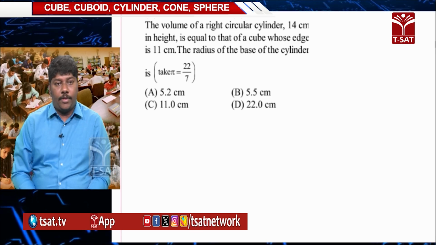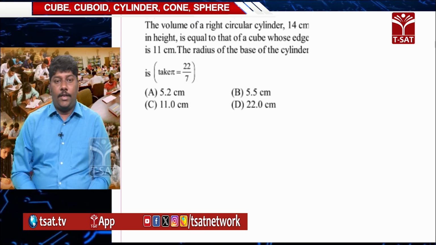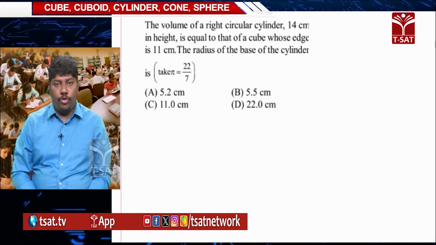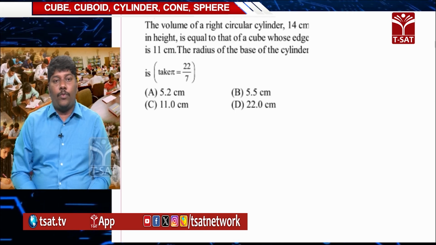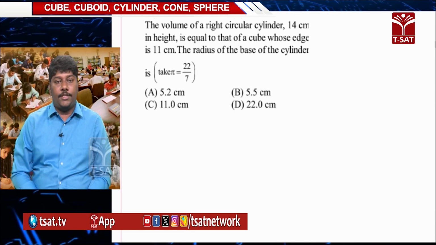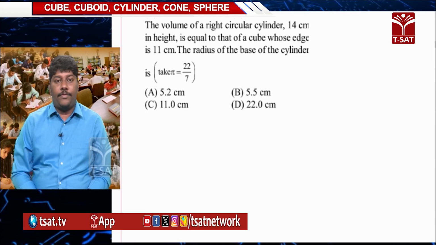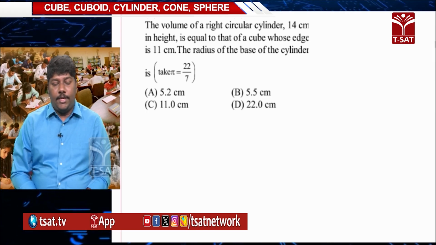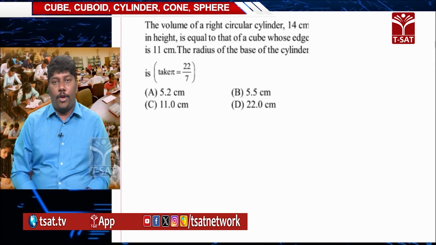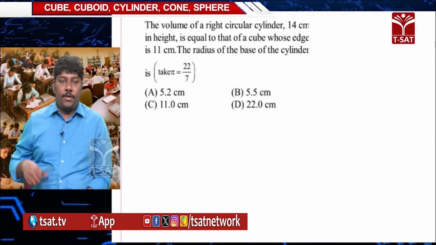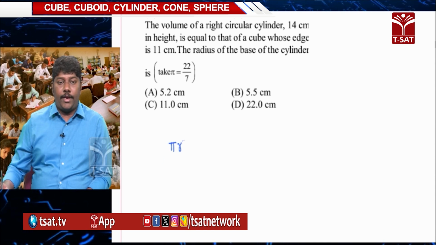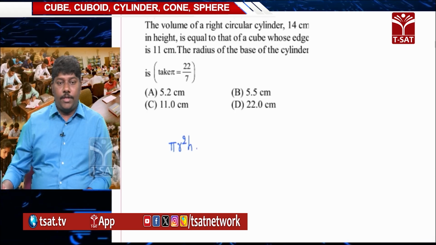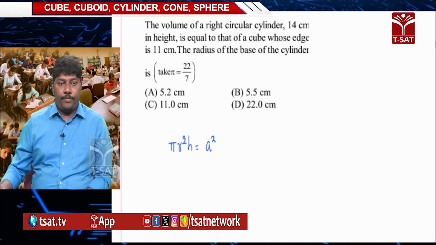The next one, the volume of the right circular cylinder. Now this is a cylinder and a cube. A right circular cylinder 14 centimeter in height is equal to that of a cube whose edge is 11. The radius of the base of the cylinder. He is equating the volume of a cylinder to the volume of the cube and he is asking you the radius of the base. So equate both the volumes. Pi r square h is equal to a cube.